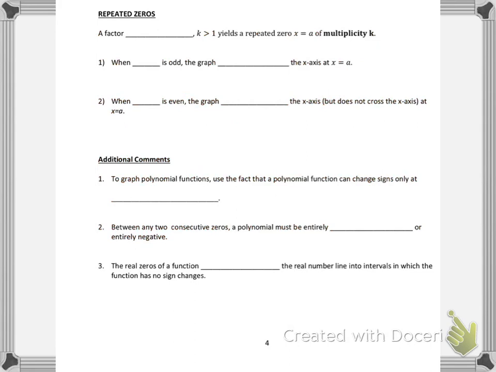All right, so now we're going to talk about something called a repeated zero. Let's say we have a factor x minus a to the k power, where k is greater than 1. Then this yields a repeated zero at x equals a of multiplicity k. The thing to know about this is that when k is odd, the graph crosses the x-axis at x equals a. And when k is even, the graph touches the x-axis but does not cross the x-axis at x equals a. And that'll come back into play when we graph our function.